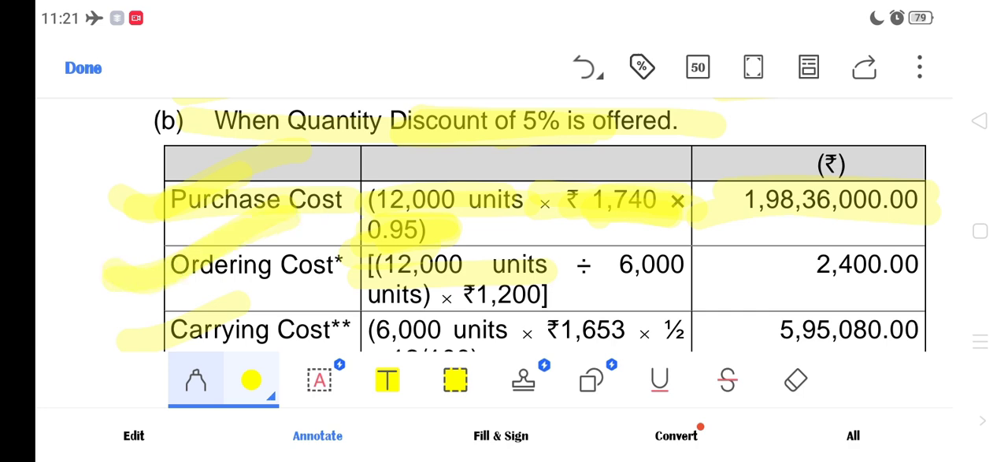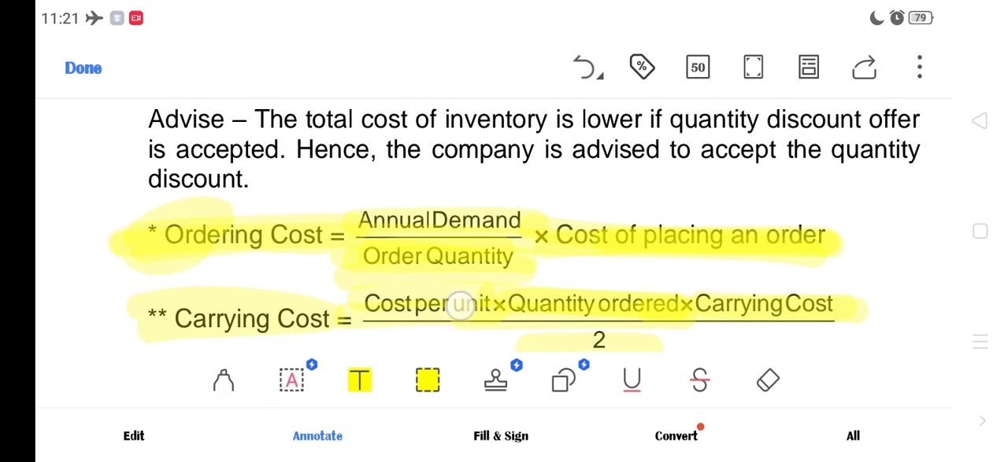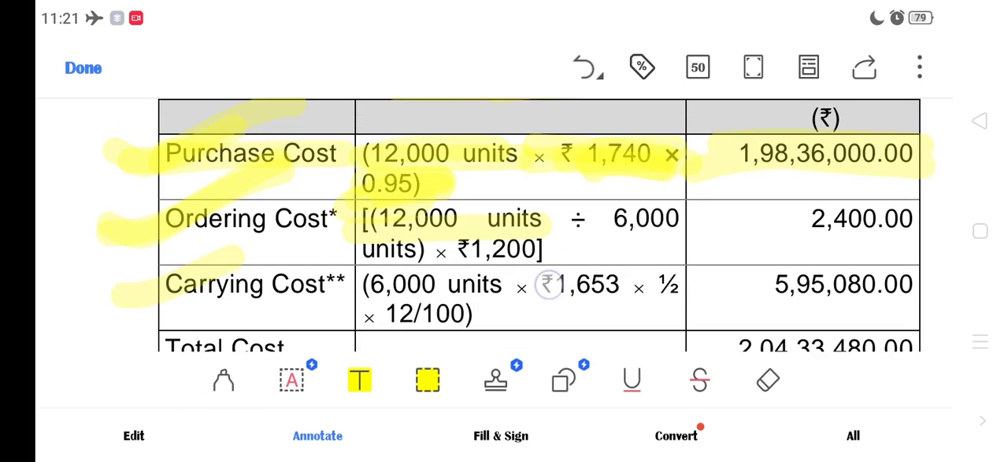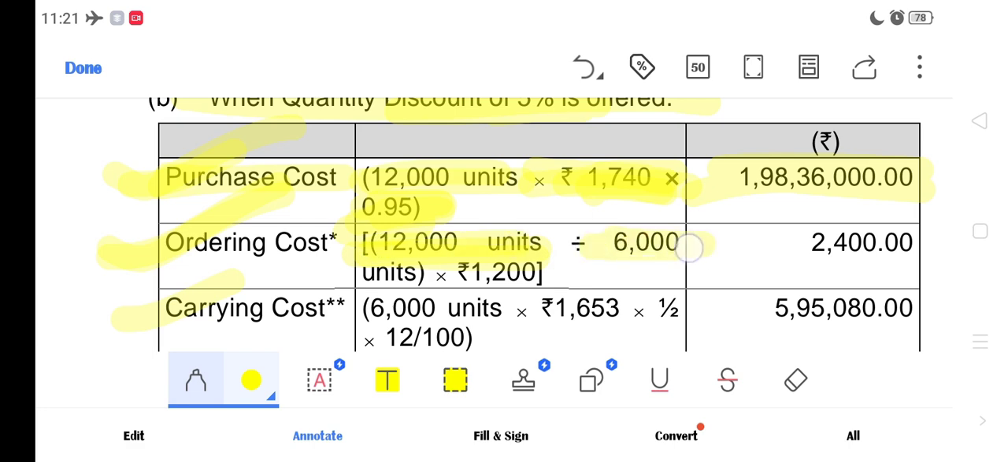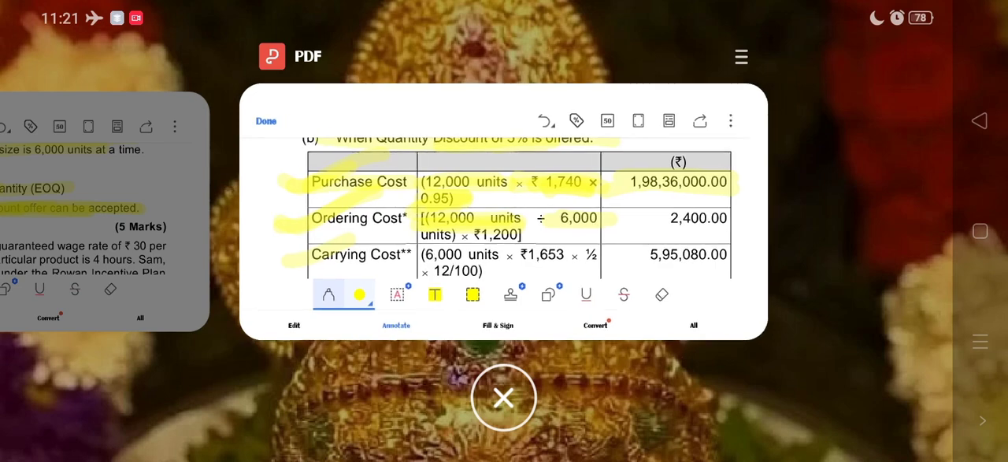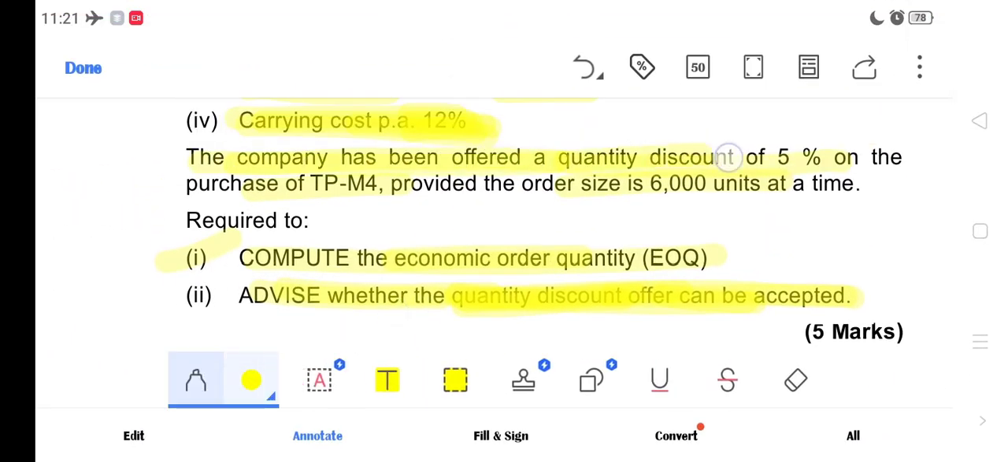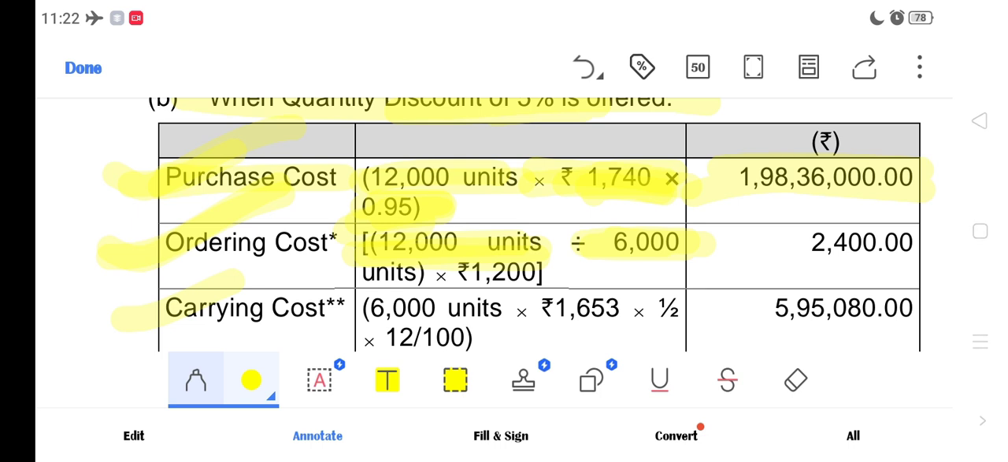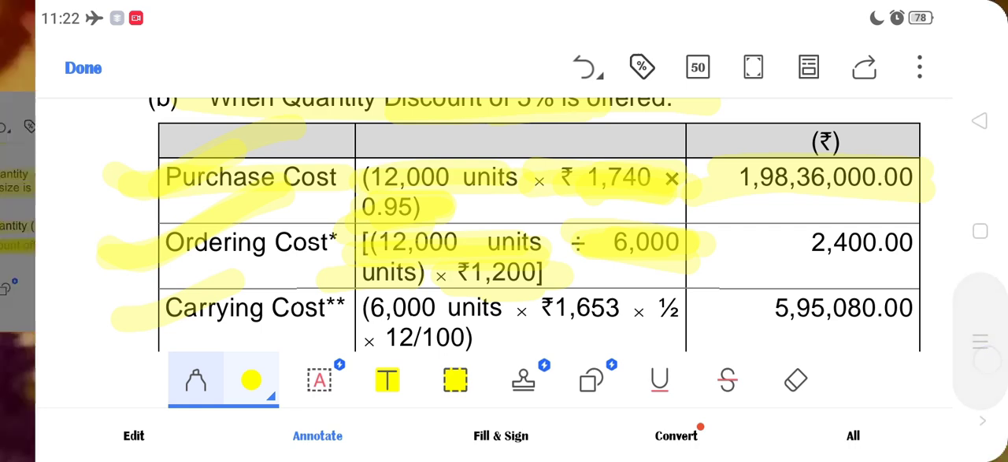Now what is ordering cost, guys? Try to remember the formula. This one: annual demand by order quantity into cost of placing an order. So 12,000 units divided by the order quantity. It's not 371 now. Here he said, the company has been offered a quantity discount of 5% on purchase of this material provided the order size is 6000 units. So here you should not take 371 units, instead you take 6000 units. Now what is the cost of placing an order, guys? It's 1200, right?